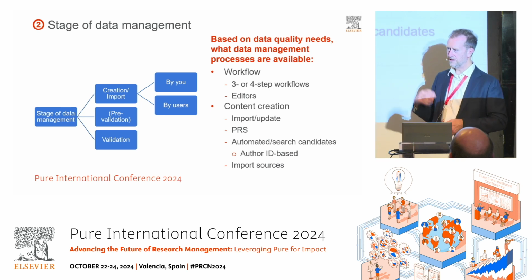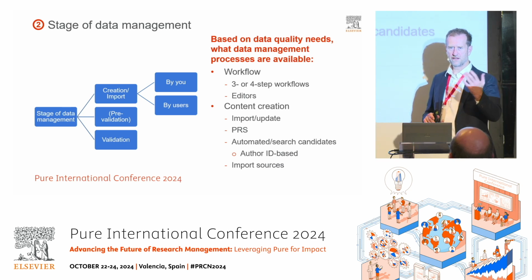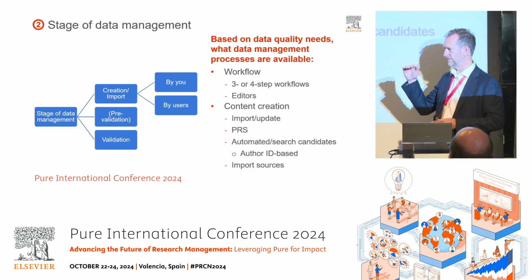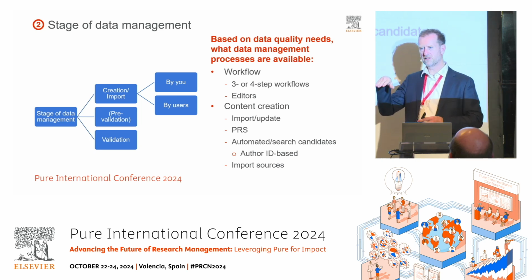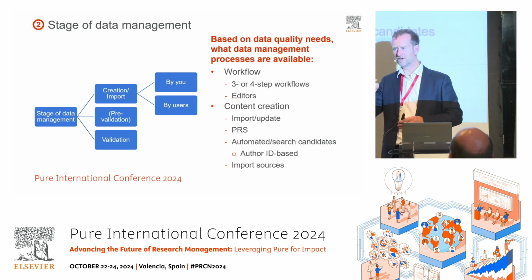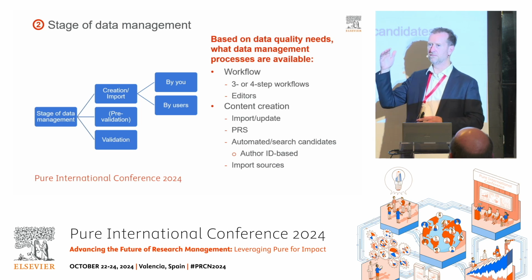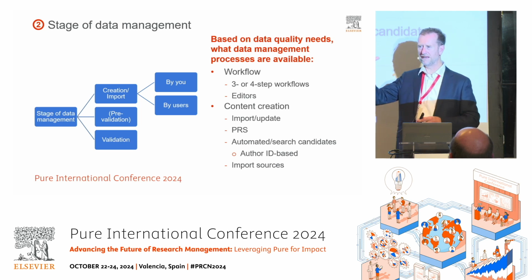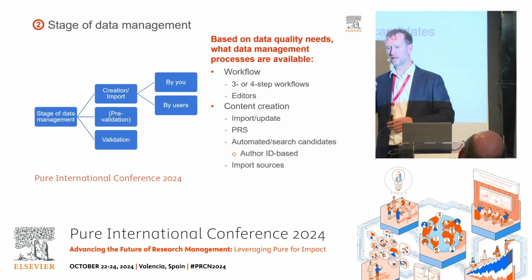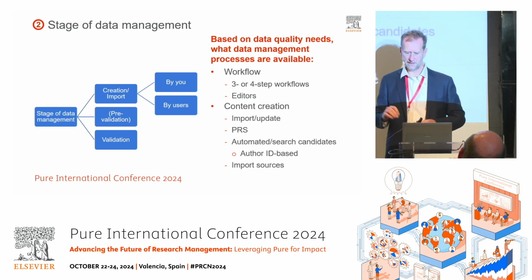Second point, the stage of data management. In the data quality sessions, we talked about do we post-process data? So when it comes into Pure, we manage duplicates that way, or we can be more clear with our researchers to actually prevent bad data coming in, or we can subscribe to Scopus or Web of Science to get good quality data from the start.